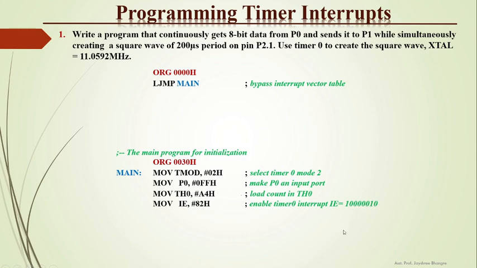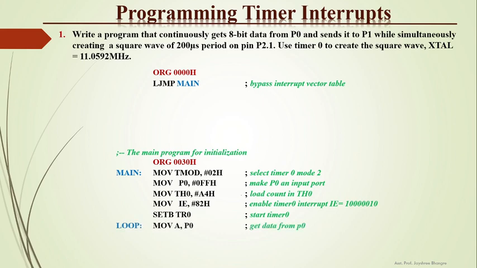So that is 82H to enable the interrupt. Set bit TR0, the timer is started using this instruction. As the timer starts, square wave generation will start.